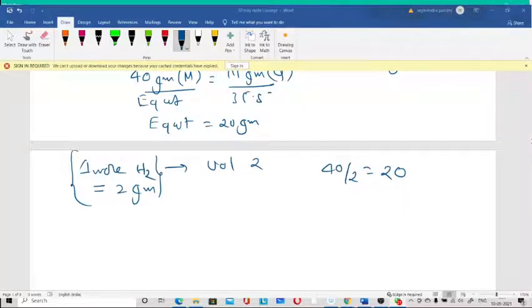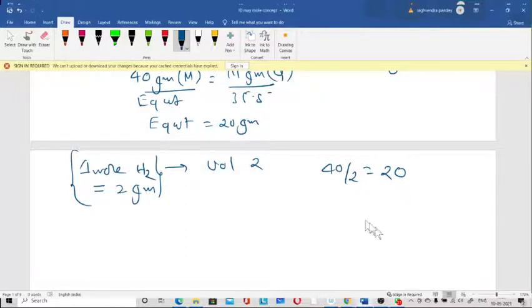Okay, so this is the module. Okay, so it will open now. Okay, so this is your equivalent weight, which is now over.